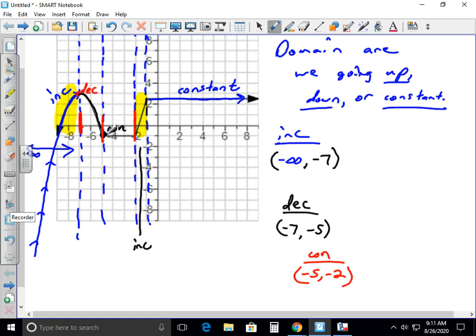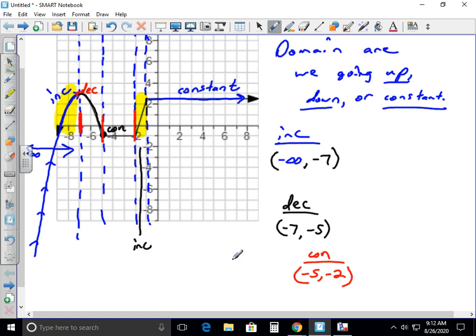For negative 5, would we include negative 5 in the section where it's going down, or in the section where it's constant? Well, if you don't have the points around it to compare it to, one single point is neither going up nor down. So we just put a parenthesis on the edges to not talk about that one single point.